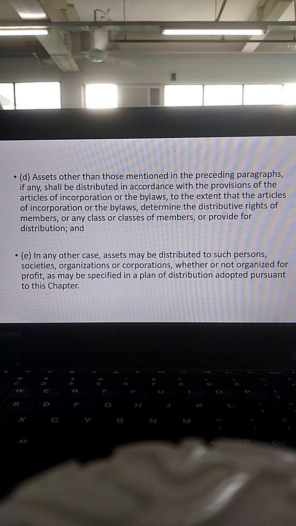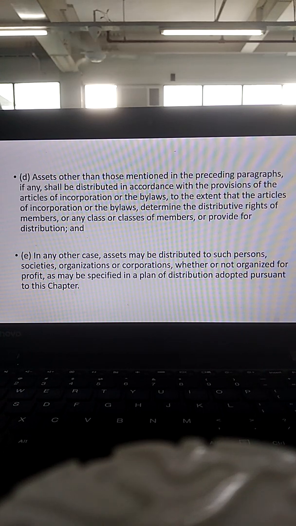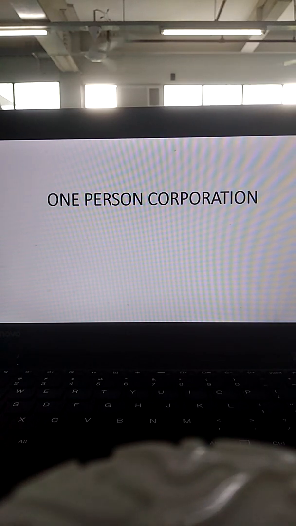Mean to say, pwede po ang isang stock corporation. Okay? Pwede po. Provided it is specified in a plan of distribution adopted pursuant to this chapter. Okay? So please take note of this statement, as may be specified in a plan of distribution adopted pursuant to this chapter. Okay? So yan po yan. So as to the question of whether you can distribute the property or properties to an entity which is not organized for profit, then the answer is yes, provided it was specified in a plan of distribution adopted pursuant to this chapter. Okay? Alright.